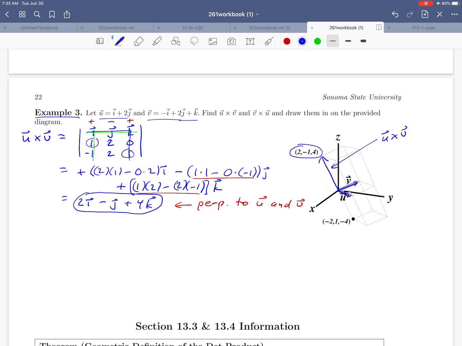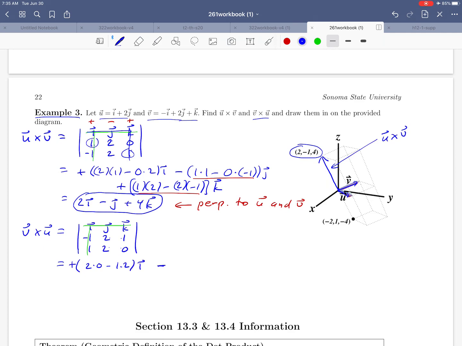Let's do the other cross product, v cross u. That's also a determinant. Space is a little bit tight here. In this case, we're doing v first, so we want to write the components of the vector v first: -1, 2, 1. And then the components of u, 1, 2, 0 again. We're just going to repeat this cross product calculation. We'll cross out the row and the column that the i is in, and then we're going to get 2 times 0 minus 1 times 2, i, with the plus sign.